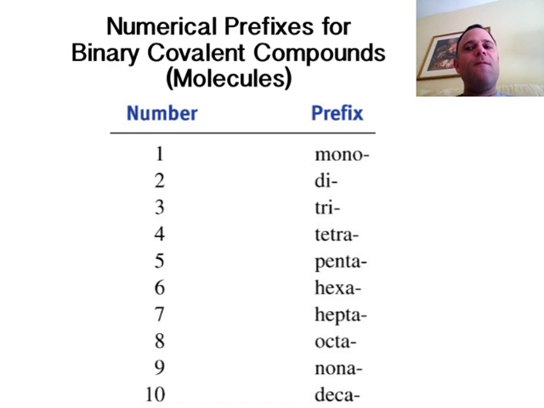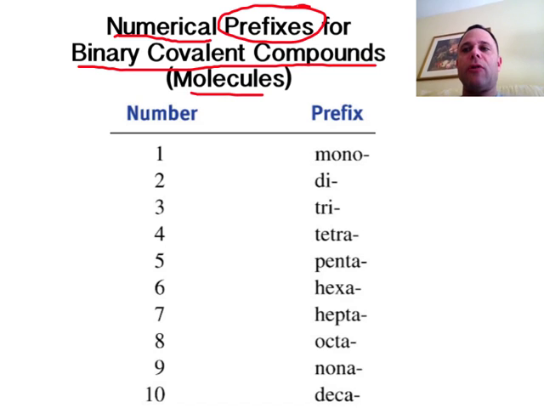So we have to become familiar with these things called prefixes. These are numerical prefixes for binary compounds, which are molecules. Now prefixes are additives to a word that go before the word to modify it. And these indicate numbers. Binary, in fact, has its own prefix, bi meaning two, binary covalent compounds. So they're going to be compounds that have two different types of elements, no more.